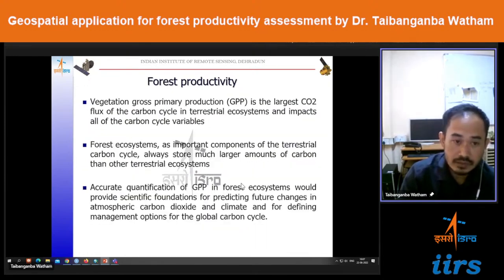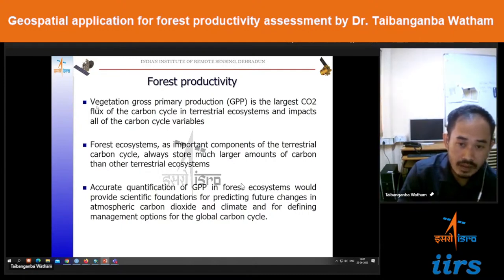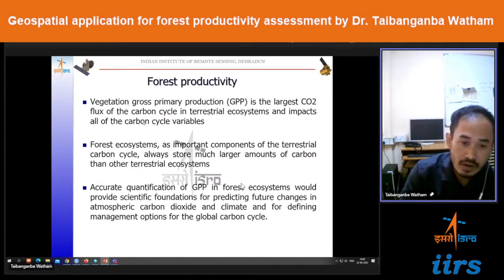Coming next to why we need to assess forest productivity, it is related to climate change and the carbon cycle. Of all the processes that we have in the carbon cycle, gross primary productivity by the vegetation, that is GPP, is the largest CO2 flux of the carbon cycle in the terrestrial ecosystem, and it impacts all of the carbon cycle variables.